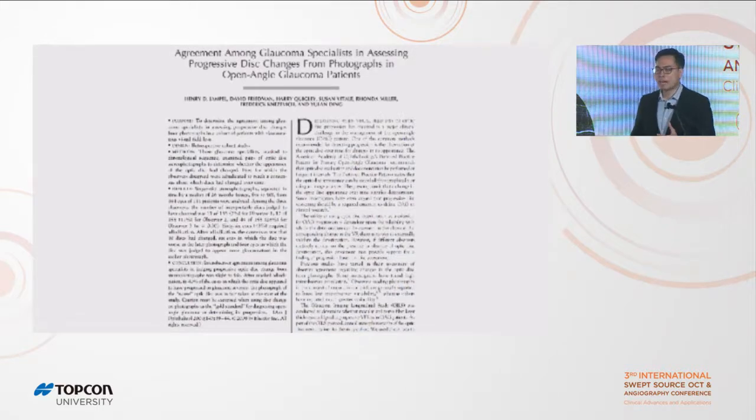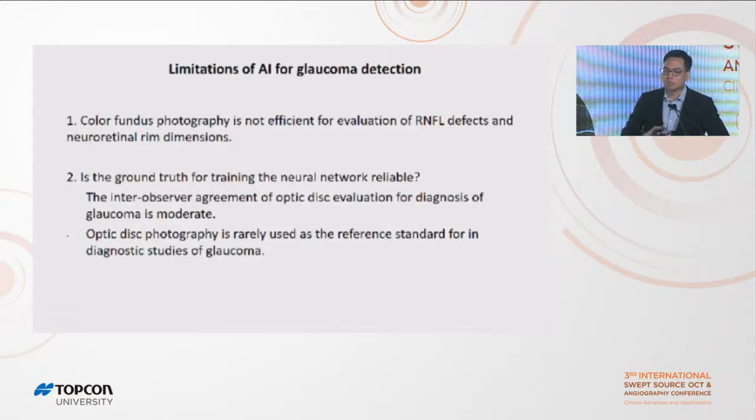So if we have poor or moderate inter-observer agreement, we would expect the AI would also have poor to moderate agreement among different networks trained in different centers or by different groups. And that's also why optic disc photography is rarely used as a reference standard in diagnostic studies for glaucoma. We usually rely on visual field as the reference standard when we compare structural measurements for diagnostic evaluation of glaucoma, because the sensitivity and specificity of optic disc photographs for identifying glaucoma is not that reliable.